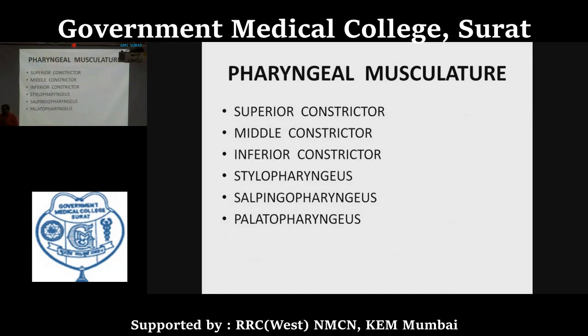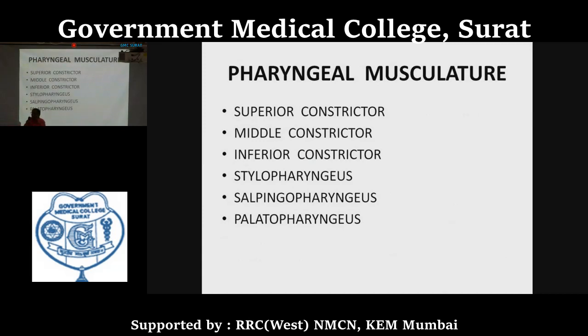Now, as the name indicates, the origin of these three muscles is indicated in the name of the muscle. Stylopharyngeus takes origin from the styloid process. Salpingopharyngeus, salping means a tube, so it has its origin from the auditory tube. And the palatopharyngeus has its origin from the palate, the soft palate. So these three vertical muscles are there, and the insertion for all these muscles is the same.